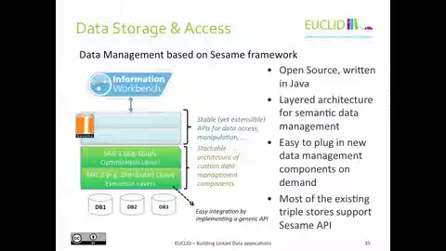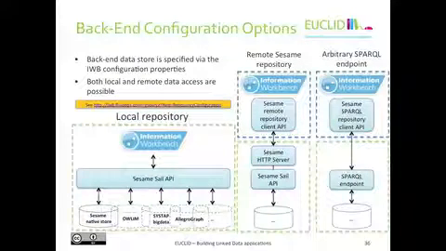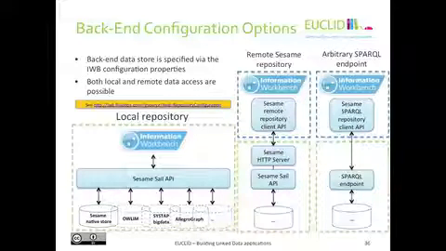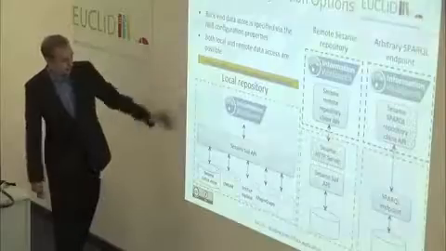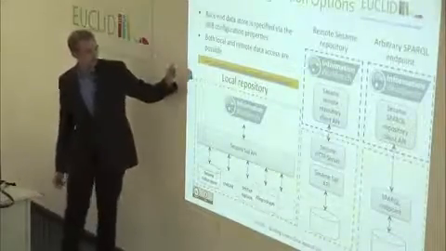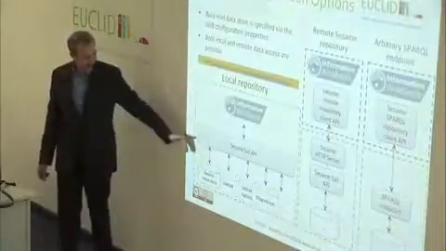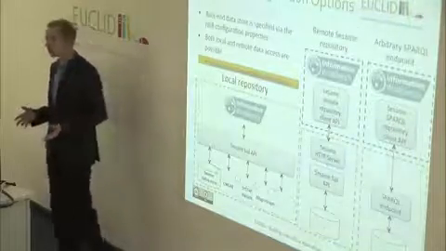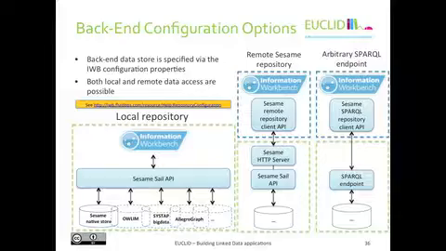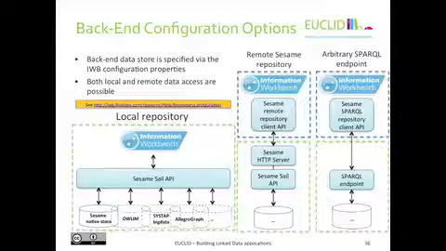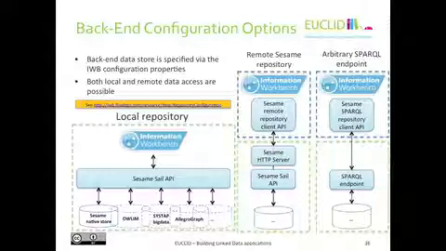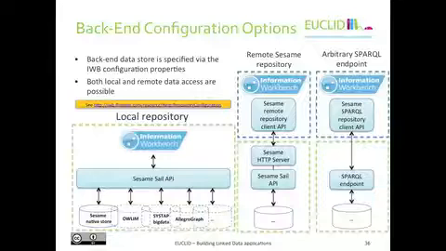And then on top of that, we are interacting with this open framework to get to the data and store our data. There are several ways on how to configure this data backend. A local, the most simple way, would be to access a Sesame native store, which is the built-in, very simple, hard disk-based storage of Sesame OpenRDF.